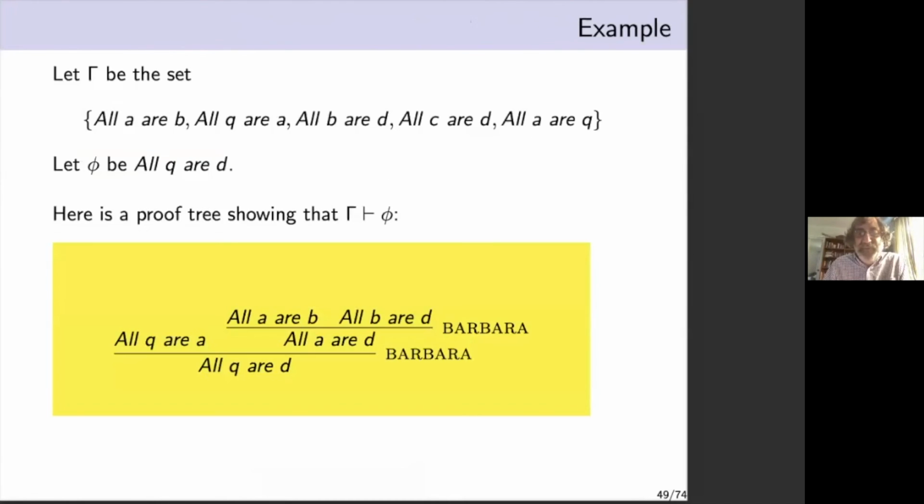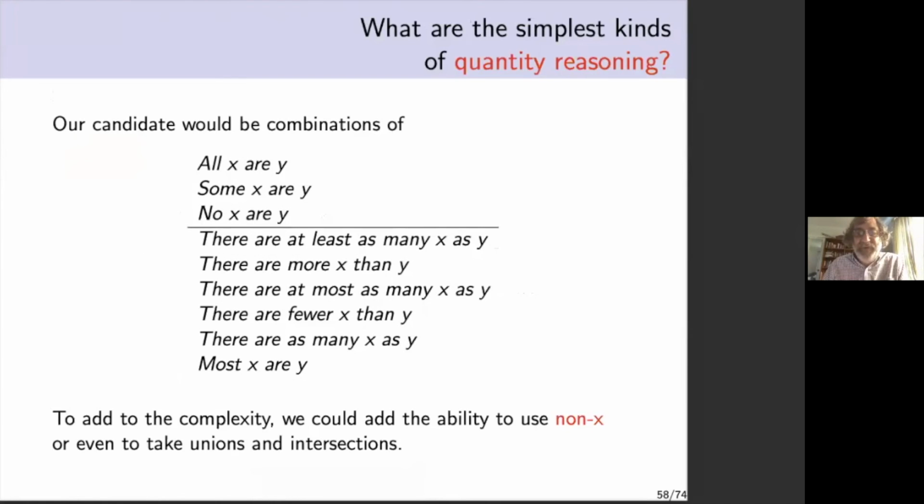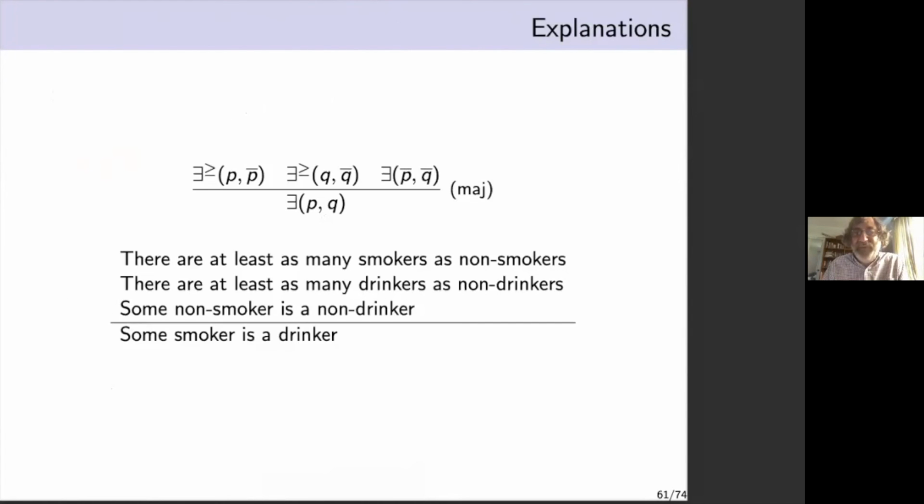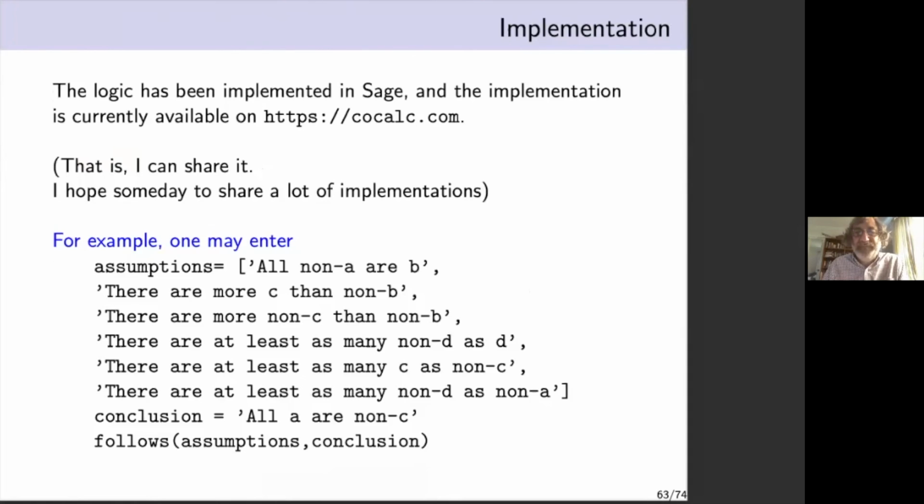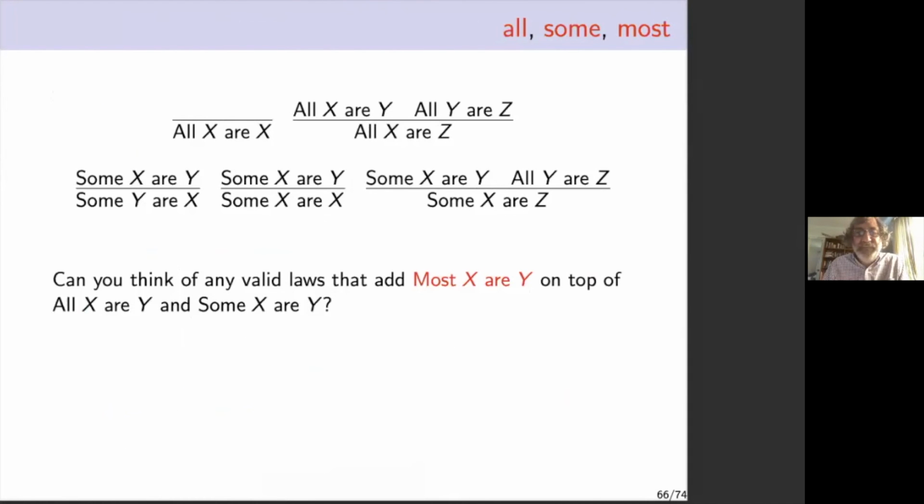Let me show you a picture. Let me show you one other thing about this: a logic that has to do with the word most. Supposing I tell you these are the rules of all and some from the syllogistic logic. All X are X. All X are Y, all Y are Z, so all X are Z.